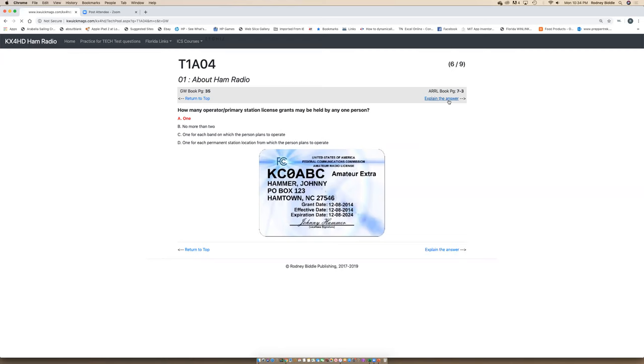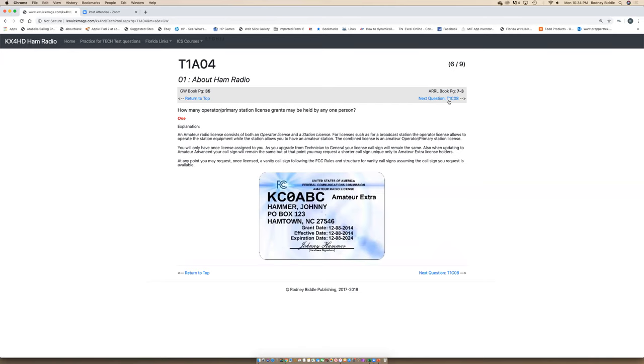An amateur radio license consists of both an operator license and a station license. For licenses such as for broadcast station, the operator license allows one to operate the station equipment, while the station allows you to have an amateur station. The combined license is an operator/primary station license. You will only have one license assigned to you.